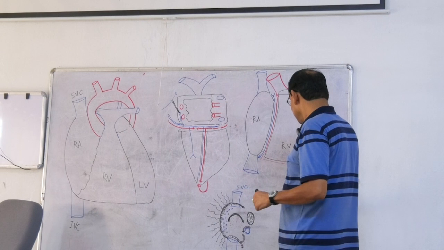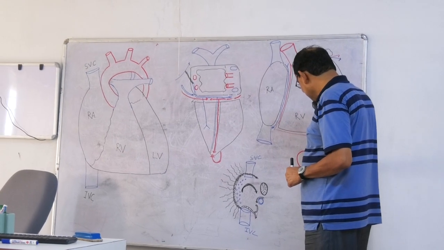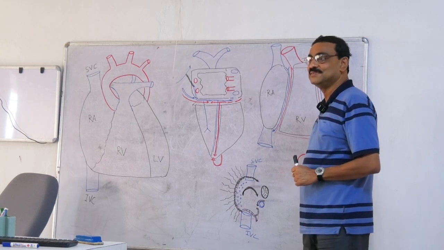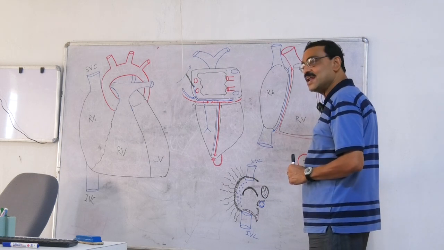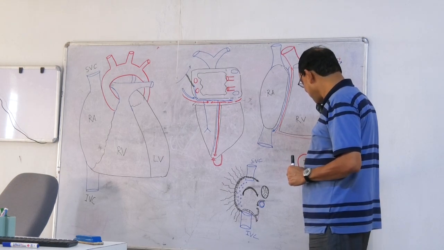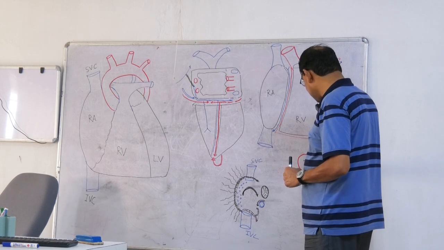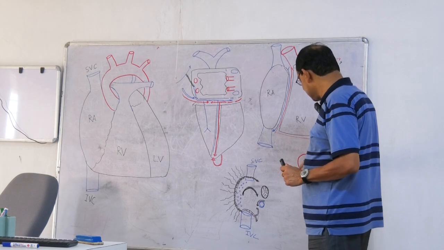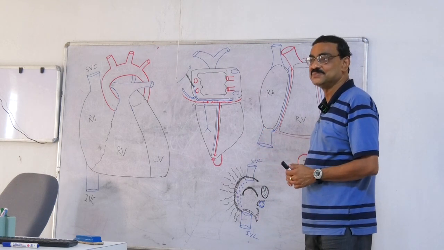We can see the inside of the aorta. Inside the aorta, there are three swellings. One is in front and two are behind. In front is the anterior aortic sinus, and behind are the two posterior aortic sinuses. From the anterior aortic sinus, the right coronary artery will come out. From the left posterior aortic sinus, the left coronary artery will come out. And the right posterior one is the non-coronary sinus, no artery will come out.